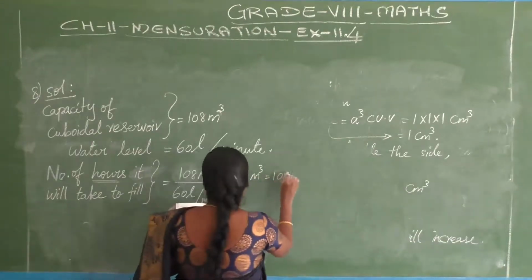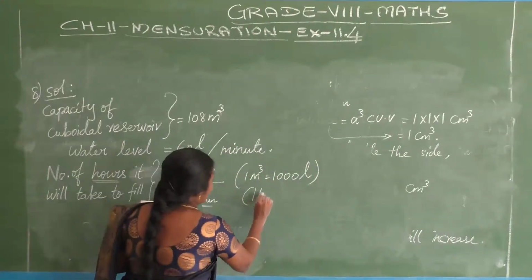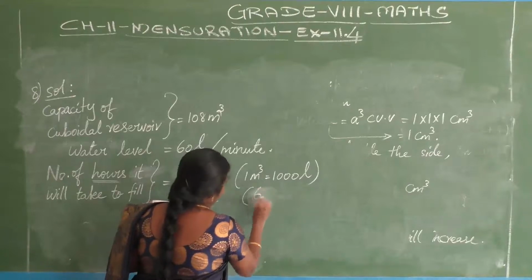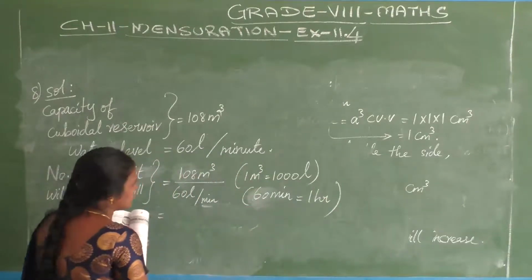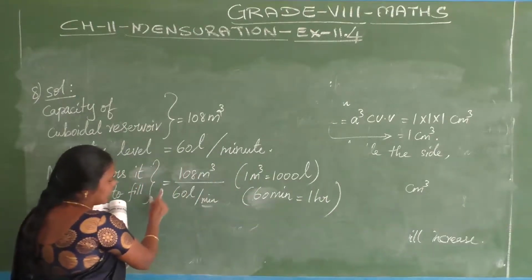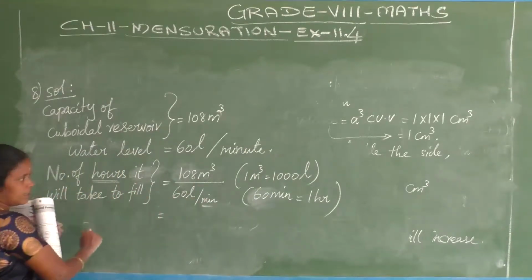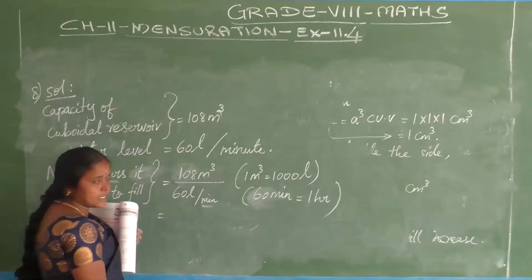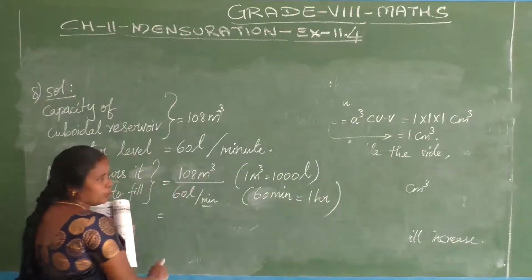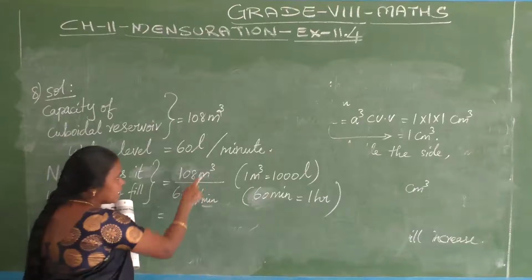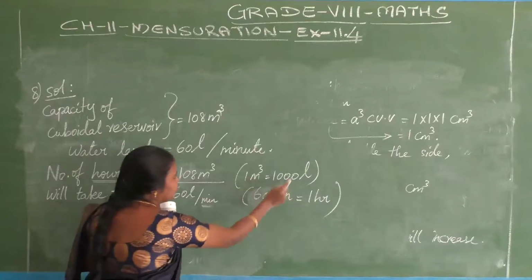So 1 meter cube equals 1000 liters. Clear? Also, 60 minutes equals 1 hour. In the question they mentioned the water pouring rate per minute, but they are asking for the answer in hours, so this relationship we have to consider. The capacity of the cuboidal reservoir is given in meter cube, but here they mentioned liters, so that relationship we have to point out. 1 meter cube equals 1000 liters.